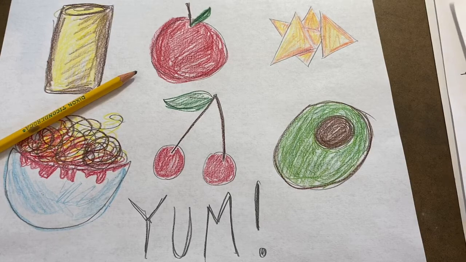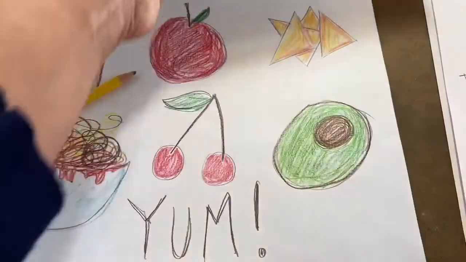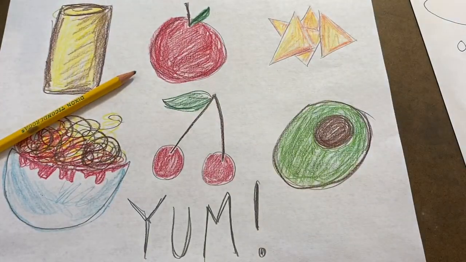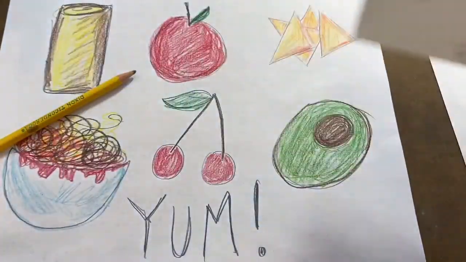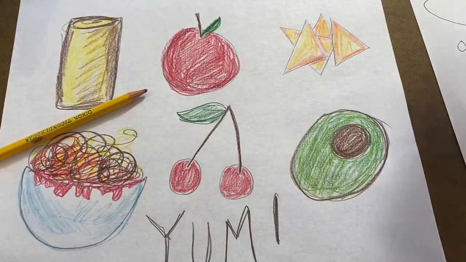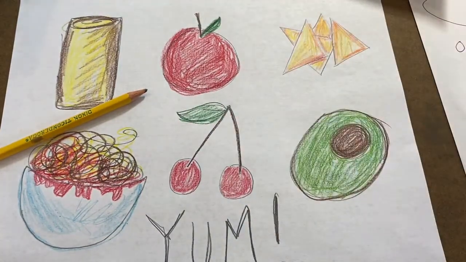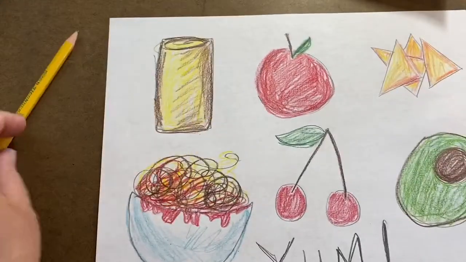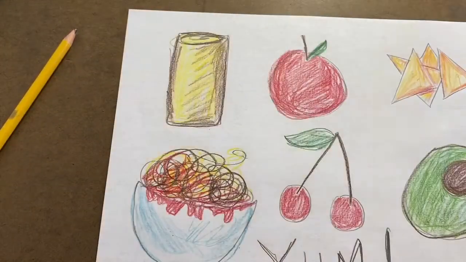So if you wanted to use a triangle, you could make chips, you could make pizza, you could make an ice cream cone too. Lots of possibilities here. If you wanted to use a circle, you could make a taco if you folded it in half, but you could also make the pit of an avocado. You could make cherries. You could make an apple. Lots of options. You could also make ice cream for the top of your cone with a circle. If you wanted to use rectangles, you could make French fries, but you could also use a rectangle to make a burrito or a popsicle. Lots of ideas there too.